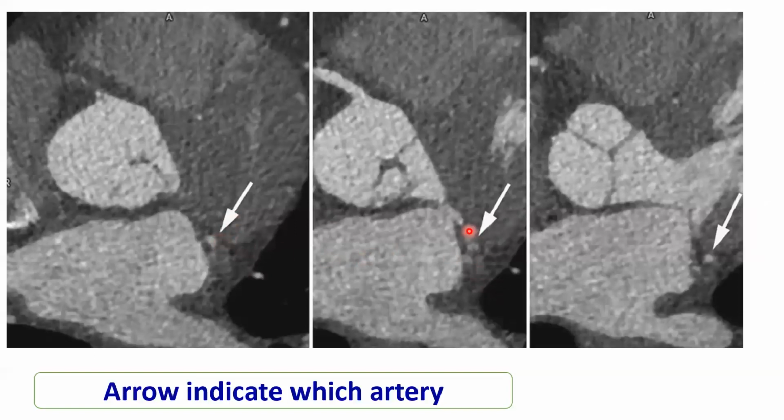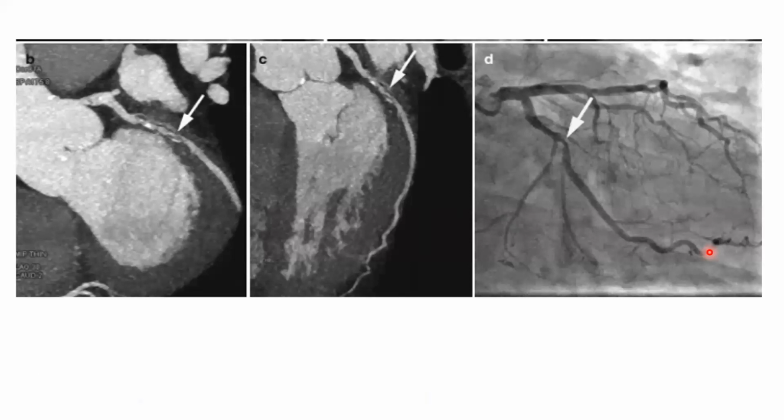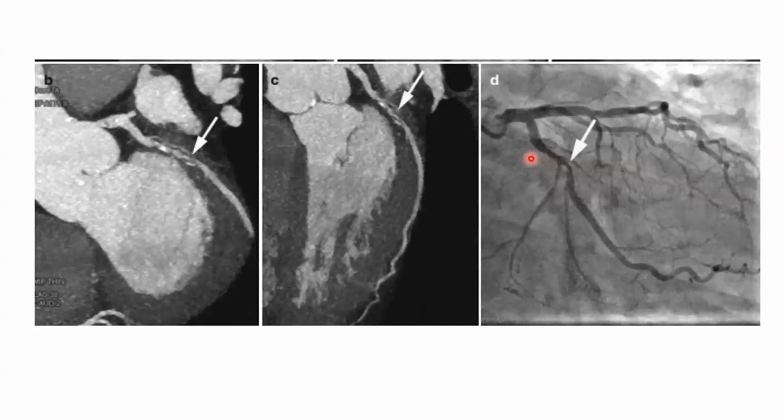Here there is less opacification with the contrast, indicating there is a severe stenosis of the obtuse marginal and left circumflex artery. And this is confirmed by the coronary angiography. There is severe stenosis of the left circumflex and the obtuse marginal artery.